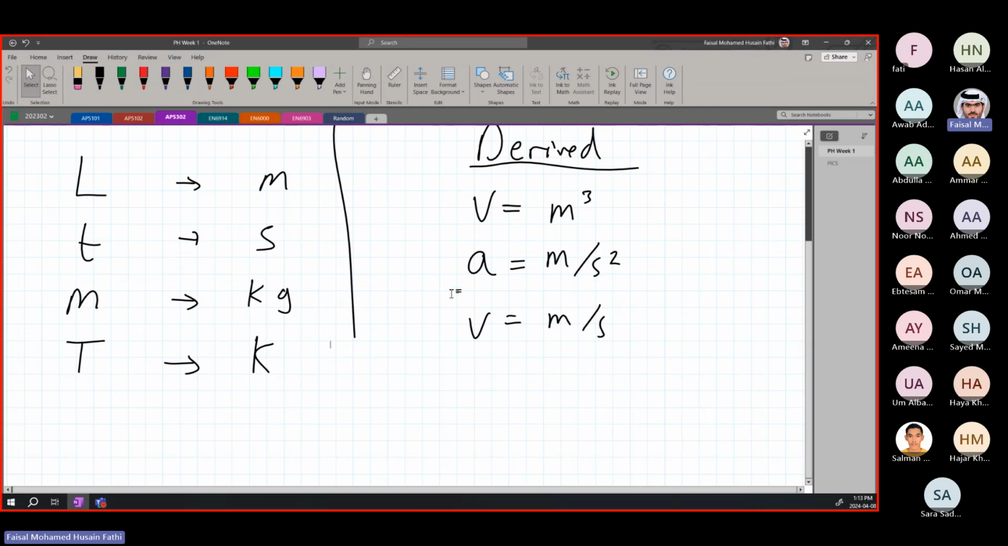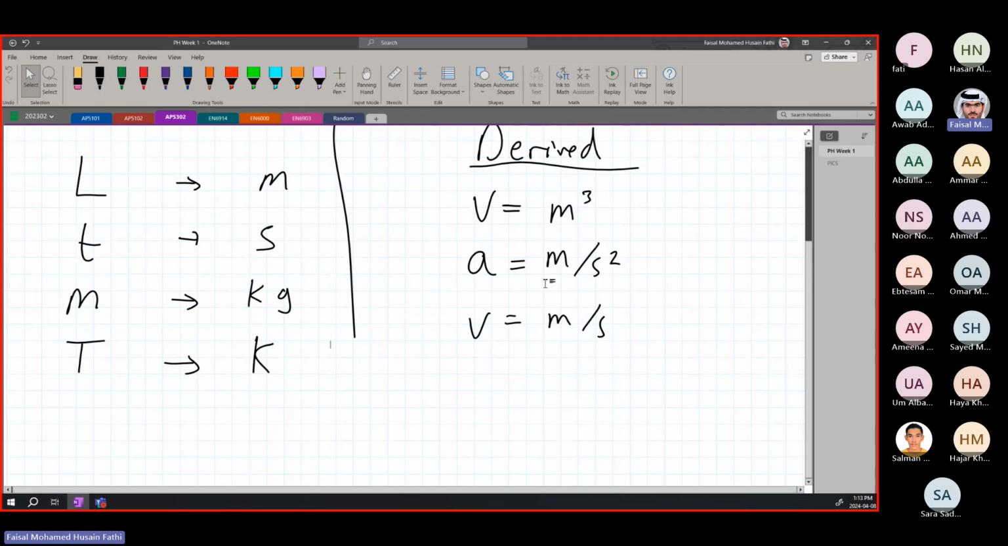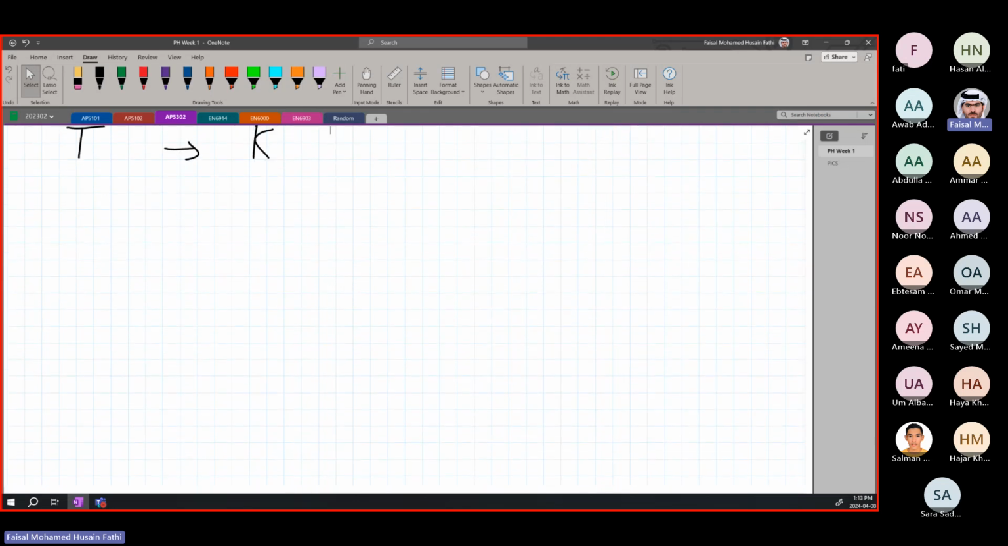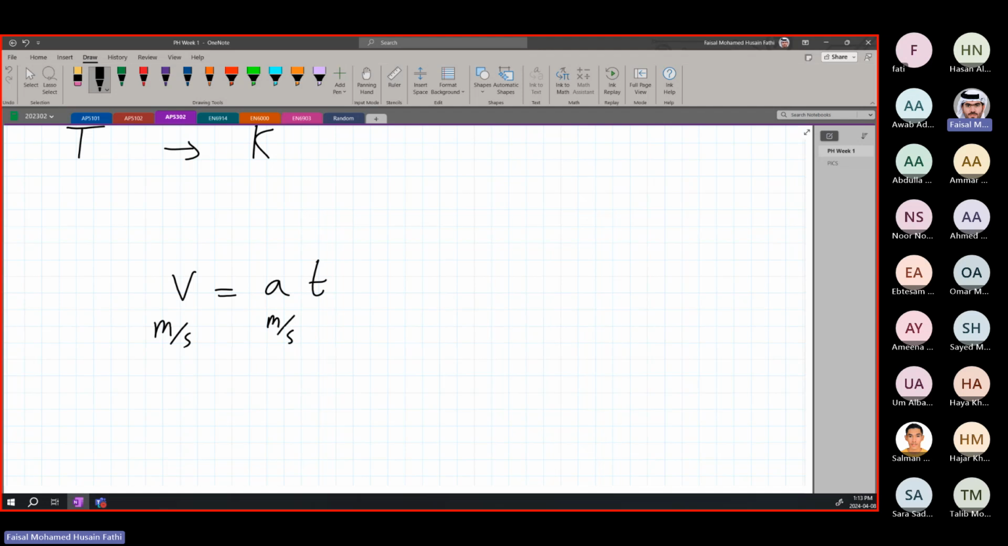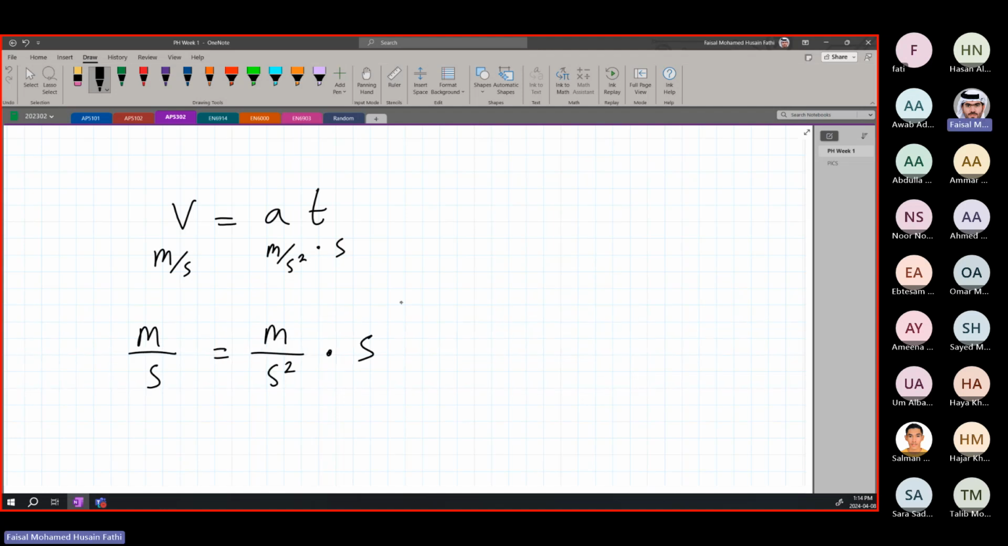What does dimensional analysis mean? Most of you have seen this equation, which is the basic acceleration equation, v is equal to at, meaning velocity is equal to the acceleration times time. Velocity's units are meters per second, acceleration's units are meters per second squared, and time's unit is seconds. So if you do the math, meter per second equals meter per second squared times seconds.